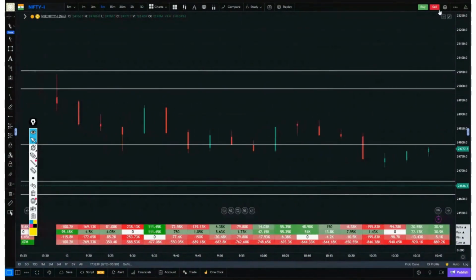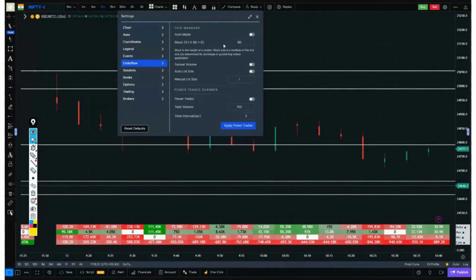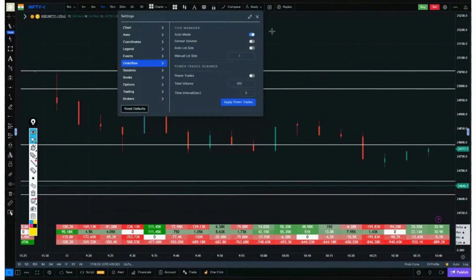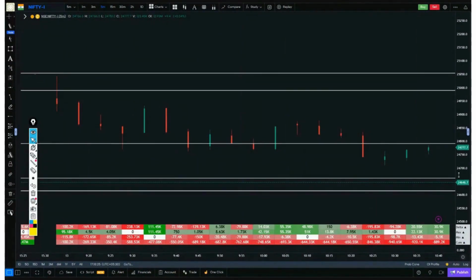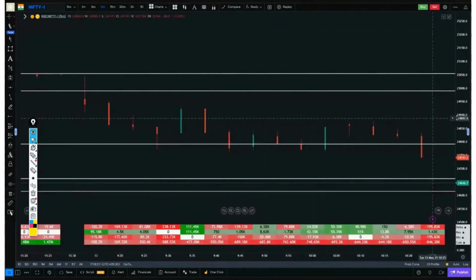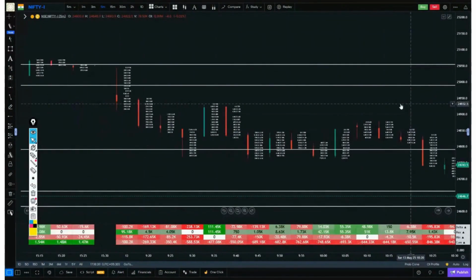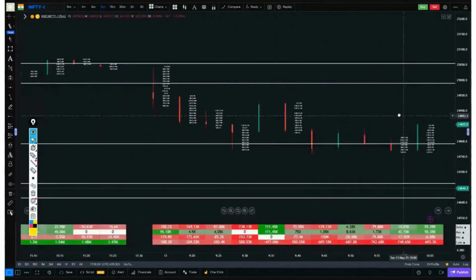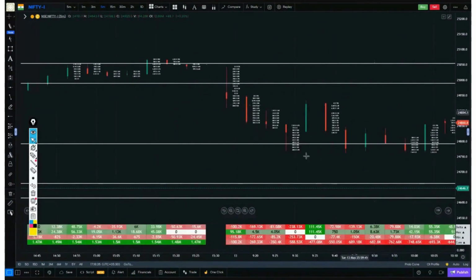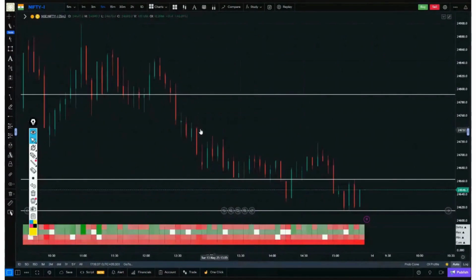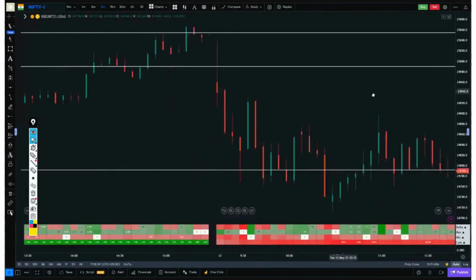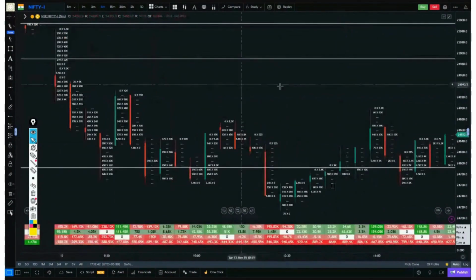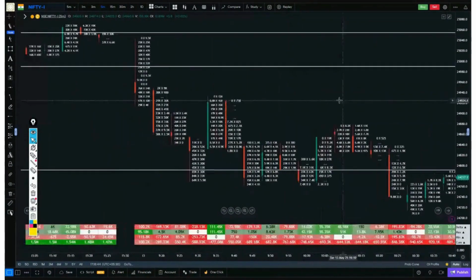Since the movement was quite big, you all should have increased your tick size. Okay. Here I am increasing it like this. Okay, this one is absolutely perfect.